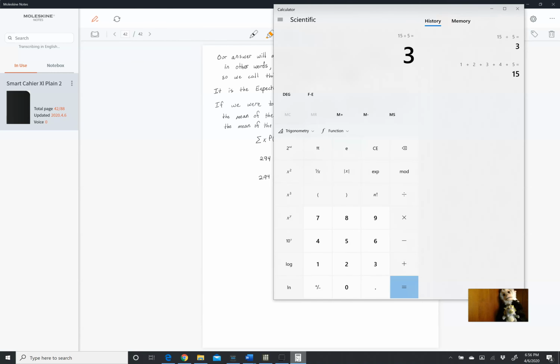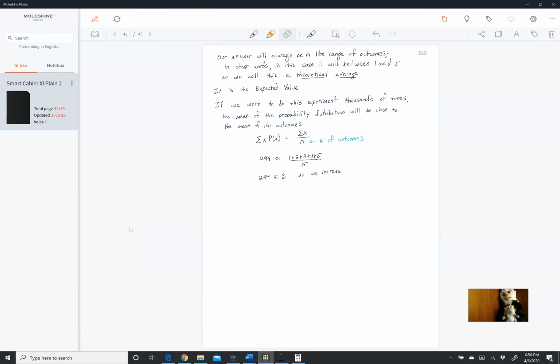And as we increase the number of experiments, so in this case, the number of inmates who we give the test to, the sum of x, p of x, will get closer and closer to 3. So right now it's 2.94, but it's going to get even closer.